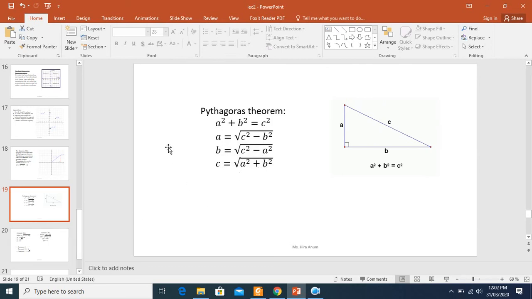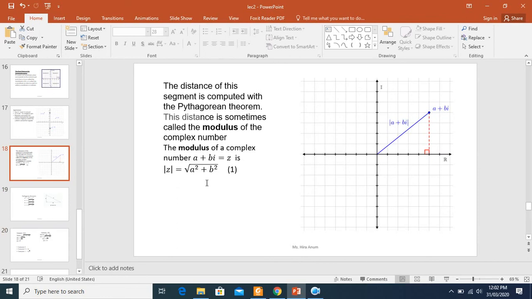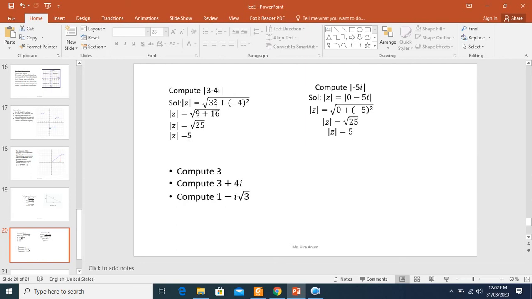So we can find the magnitude of a complex number through the Pythagoras theorem. It's standard: the radical of a square plus b square. Now we have to find the magnitude of 3 minus 4 iota. So a square plus b square: 3 square plus (minus 4) square becomes 9 plus 16, which is 25, and 25 is the square of 5. Taking the radical of 25, its value is 5.